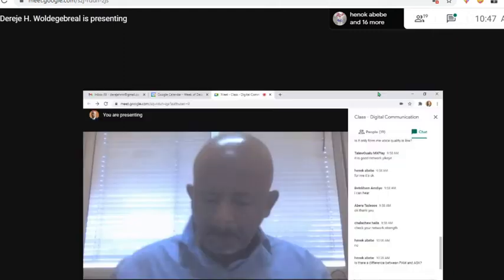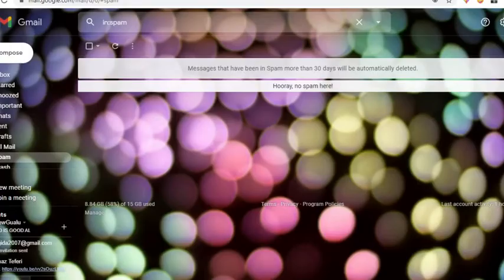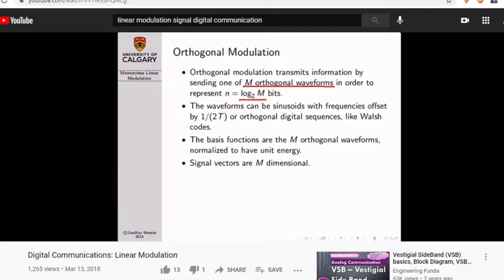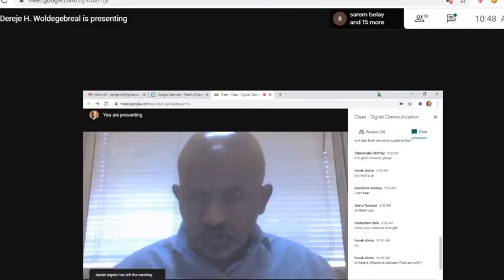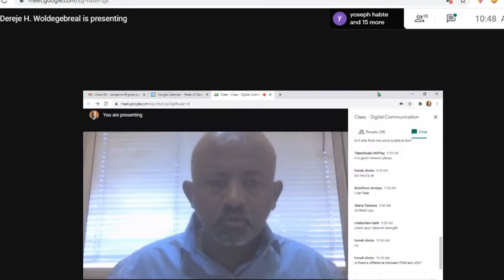Waveforms, and that means each waveform carries log base 2 of M bits. Next, we will be looking at phase modulation and also quadrature amplitude modulation.